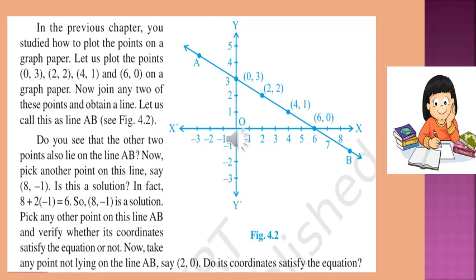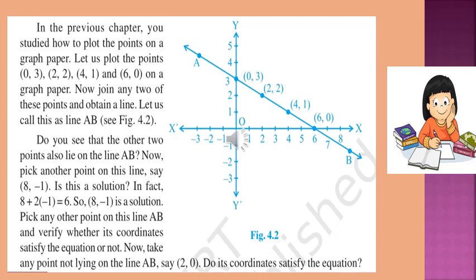So when we plot the points on the graph paper, these points are (0, 3), (2, 2), (4, 1) and (6, 0), and then we draw a line passing through these points. We obtain a straight line.